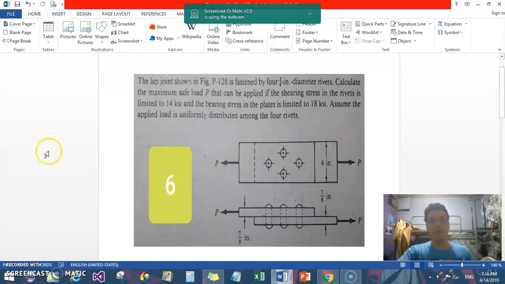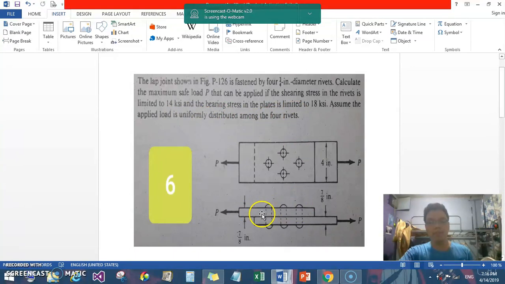Now, for the problem, the lap joint shown in figure P126 is fastened by four 3/4 inch diameter rivets. Calculate the maximum safe load P that can be applied if the shearing stress in the rivets is limited to 14 ksi and the bearing stress in the plates is limited to 18 ksi. Assume the applied load is uniformly distributed among the four rivets.